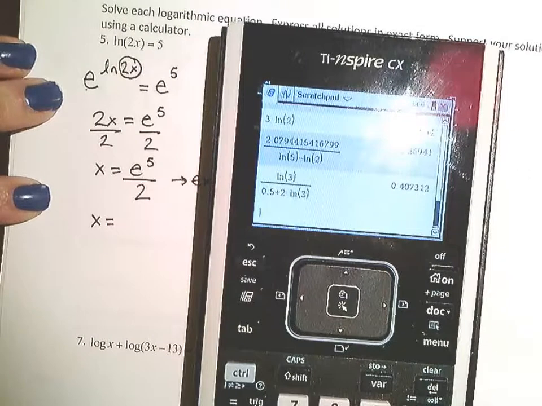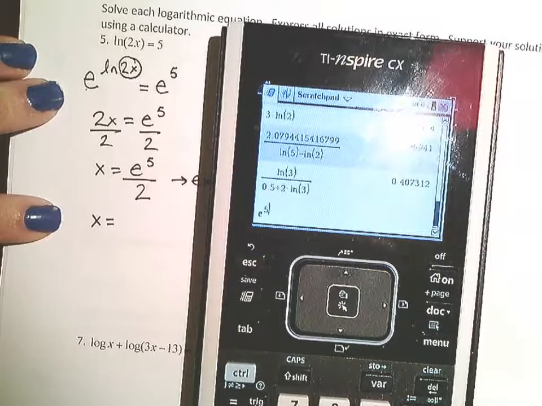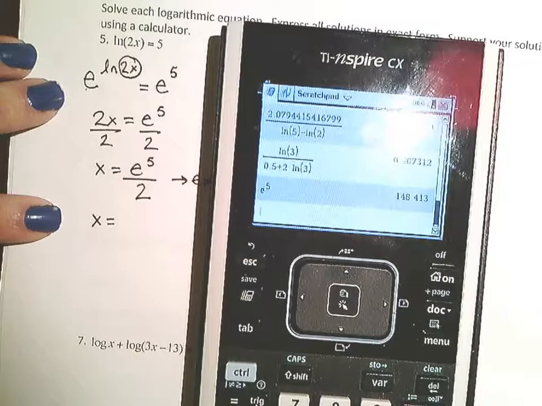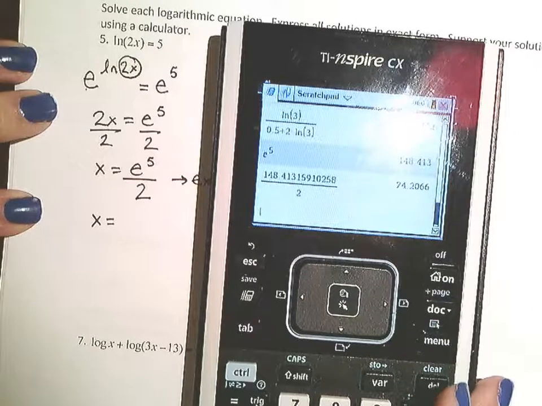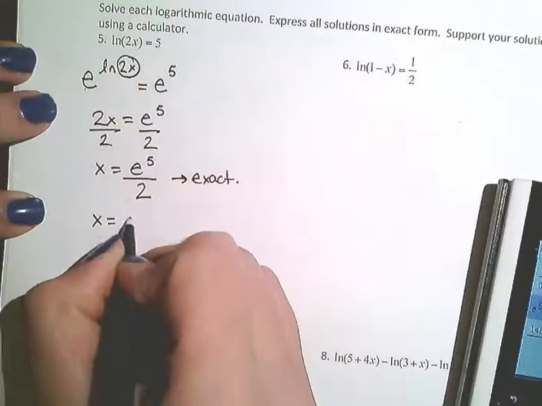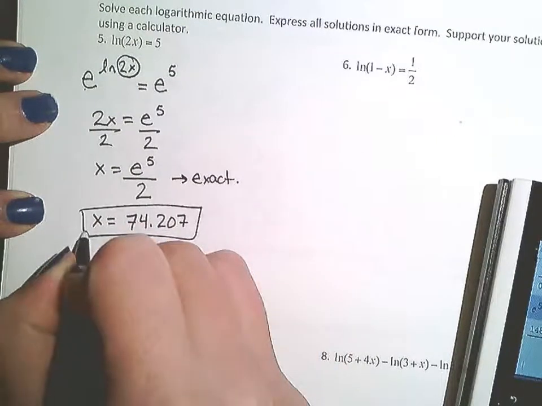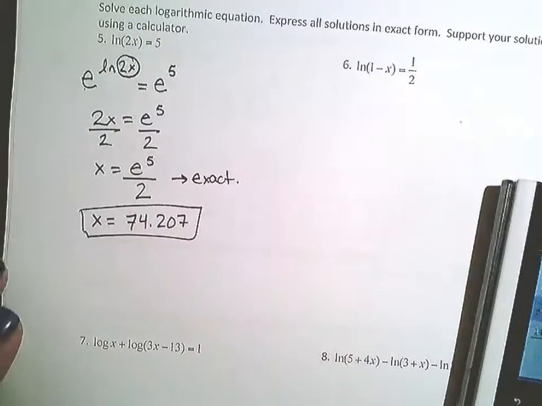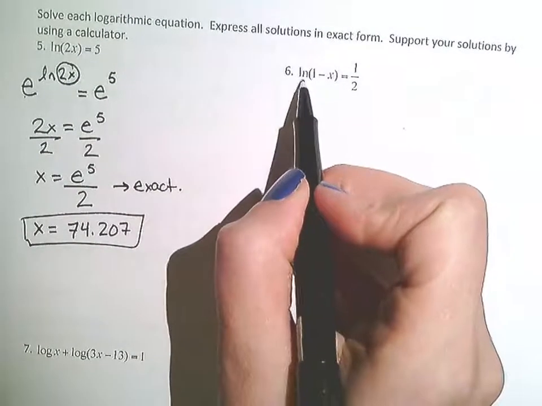I'm sure you guys have guessed that you're probably going to have a calculator portion on this test, and this is what it's going to be. So e to the 5 is 148.413. Divide that by 2, you get 74.207. So that is my approximate. Not very difficult. So here's ln.